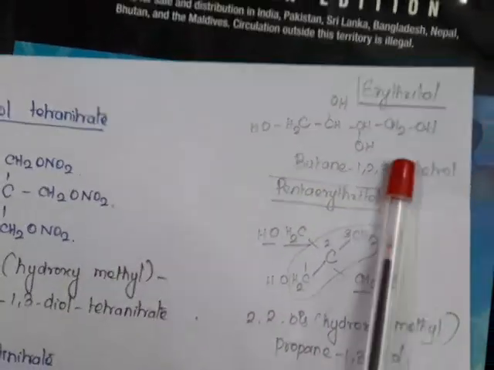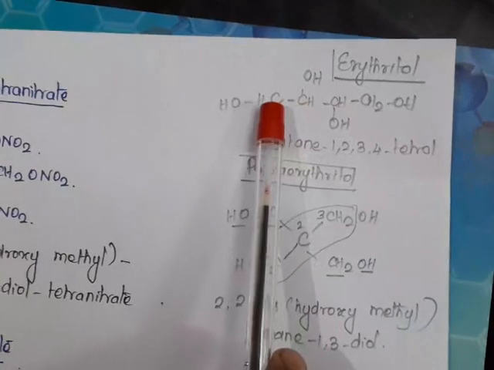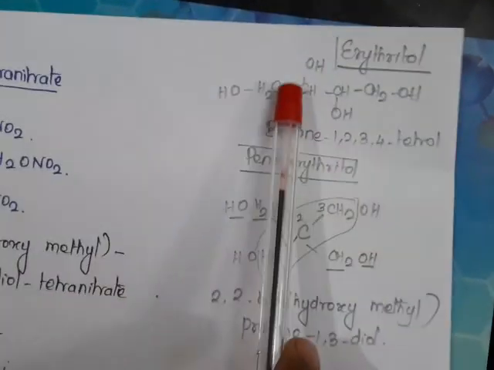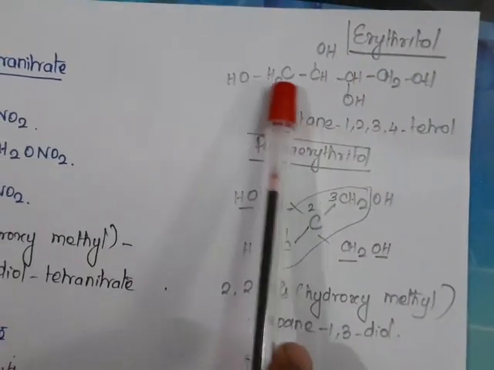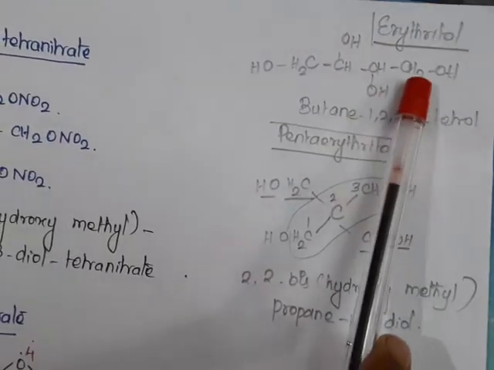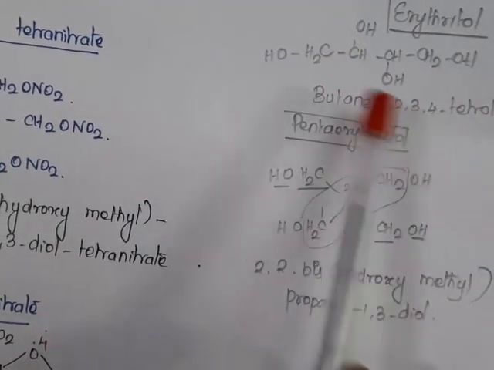Before that, we'll see what is erythritol. Erythritol has 4 carbons, and the 4 carbons are connected with OH. So CH2OH, CHOH, CHOH, CH2OH. The 2 corners are CH2OH. In the center we have CHOH, CHOH. That can be called erythritol.